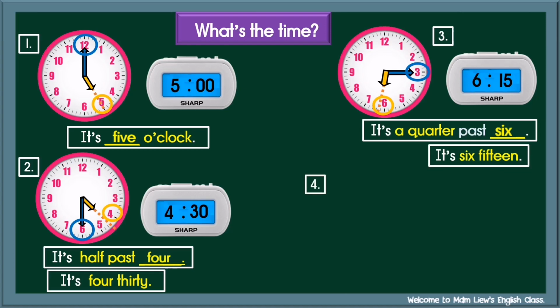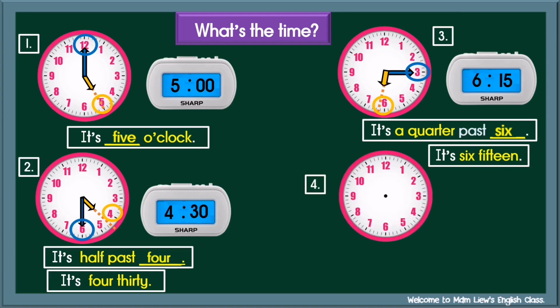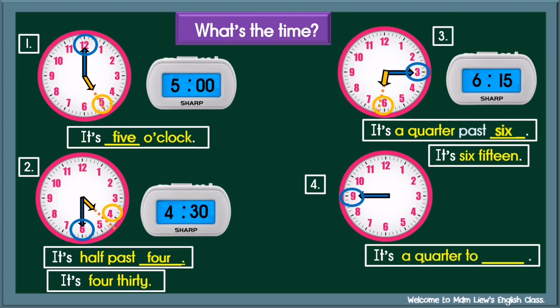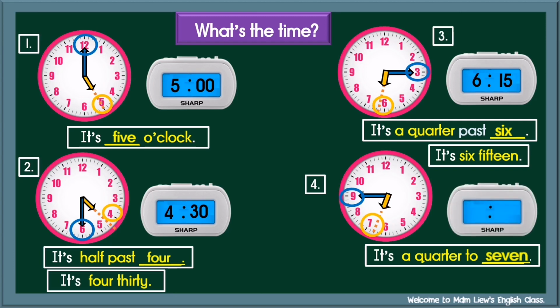Number 4. When the minute hand points at number 9 on the analog clock, we say it's a quarter something. Now, the hour hand is almost at number 7. We say it's a quarter to 7. Let's look at the digital clock.